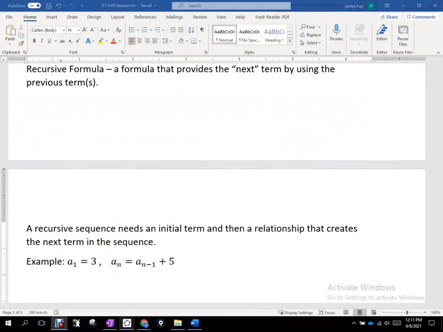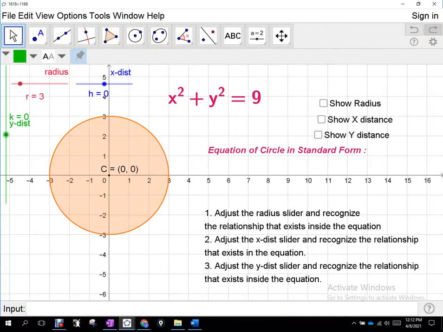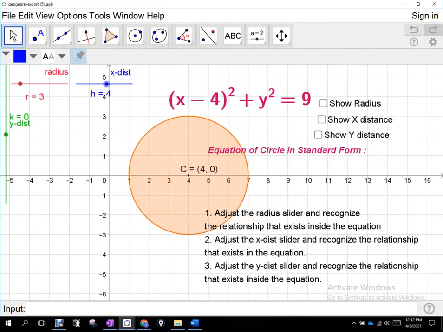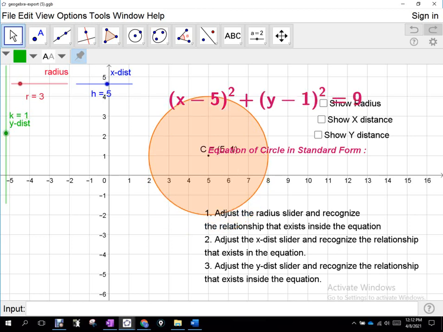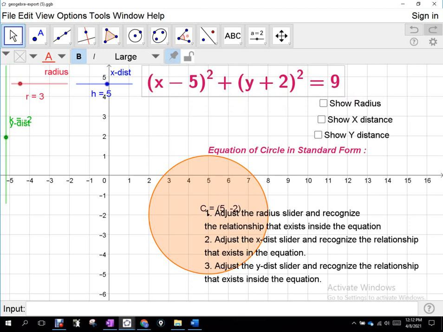So if I show you that, I want the center to be at 5, and the y value to be at -2. And you see that that is what is produced when you have a radius of 3: x minus 5 squared plus y plus 2 squared equals 9. Yes?